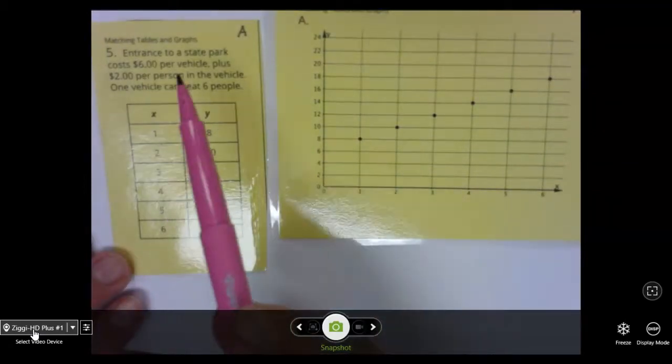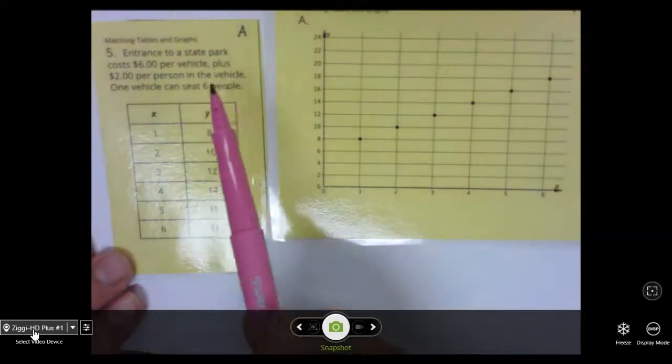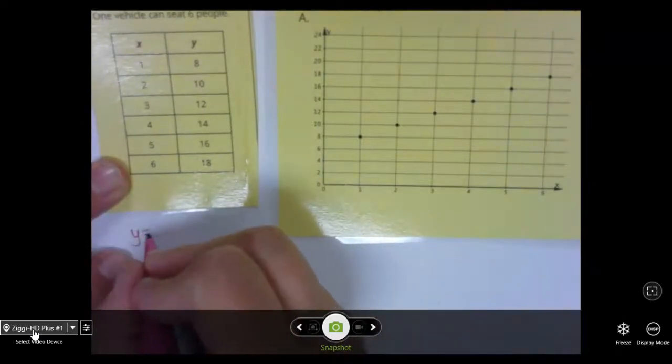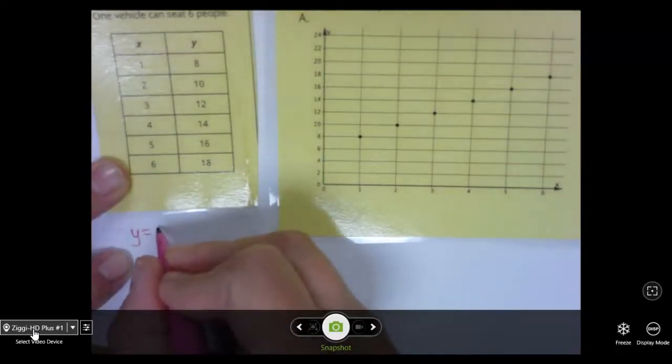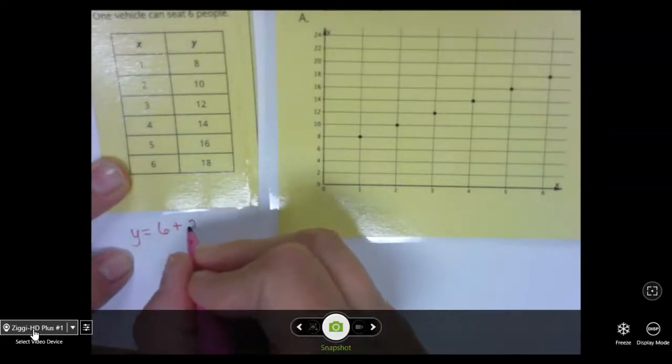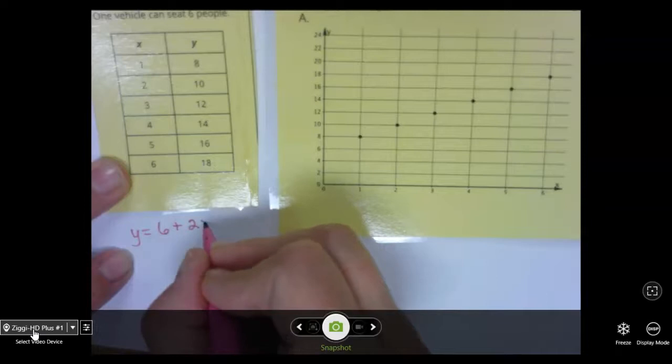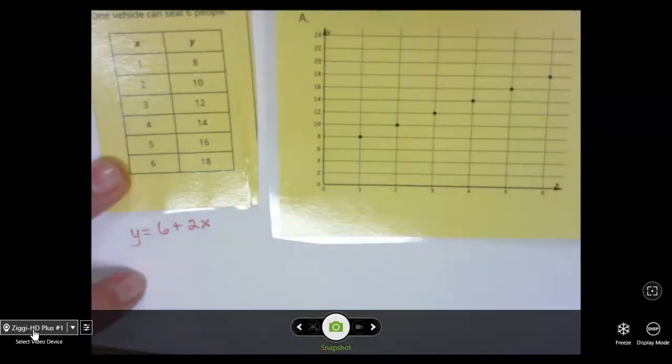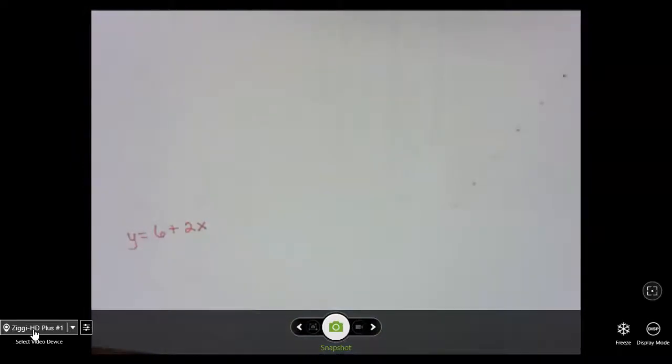And I can really tell that just from reading this, because my equation is not going to match a proportional equation, because it would be y equals the cost of the vehicle, which is 6, plus we're going to add $2 for each person, which would be my x. So this is not a proportional equation, and this is not a proportional graph. Okay, let me show you another example.